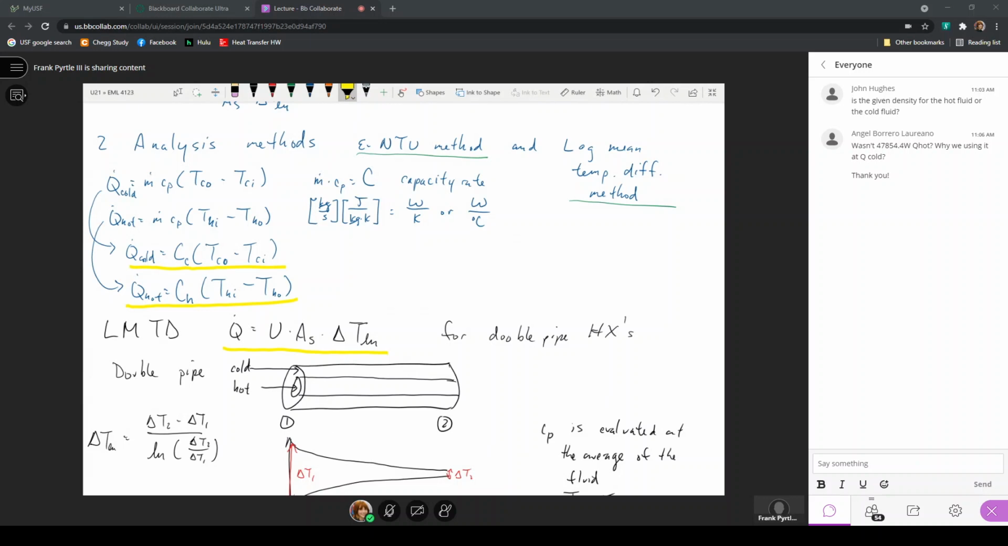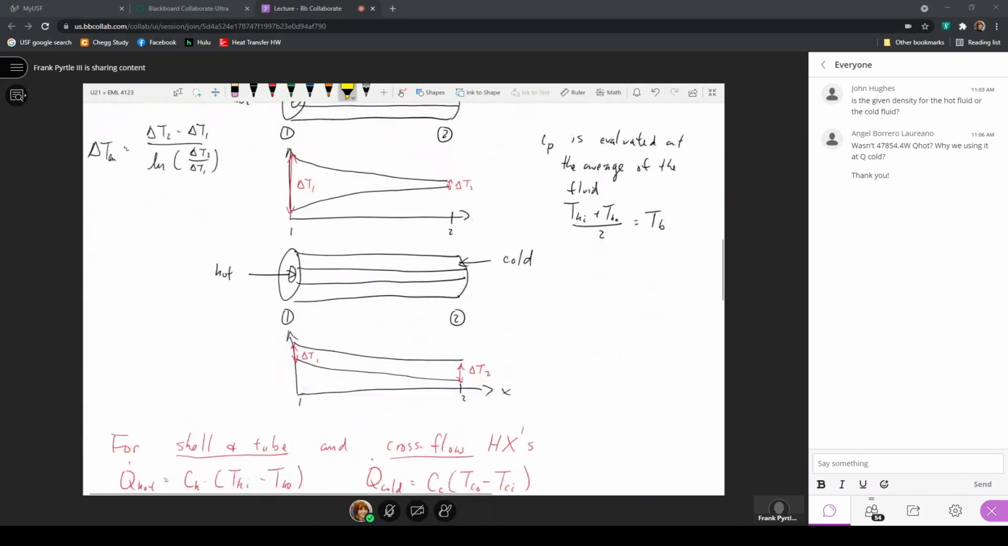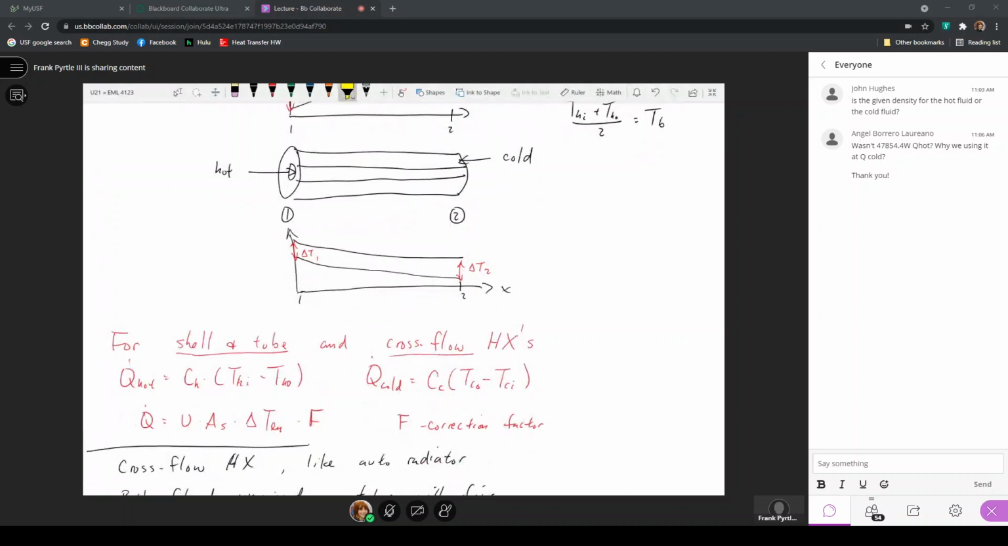A little bit more complexity is added when it's a cross flow or a shell and tube heat exchanger, because it requires that you find the value F, the correction factor, so that you can use the log mean temperature difference method with that shell and tube or cross flow heat exchanger. But finding F is just an additional step, using the charts and pulling the value of F directly from figure 11-19.